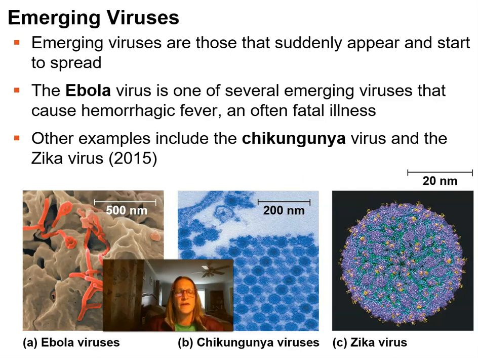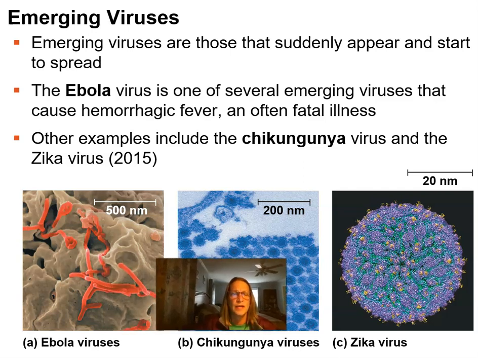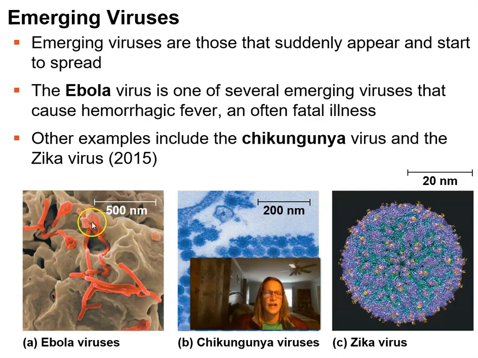So one example of an emerging virus that you've heard of is Ebola. That's a really deadly one. And that one causes hemorrhagic fever, which is basically bleeding from all of your orifices, eyes, mouth, nose, ears, and it's often fatal. Here's what the Ebola virus looks like. So you can see it's a totally different shape than a lot of the other ones we've studied.